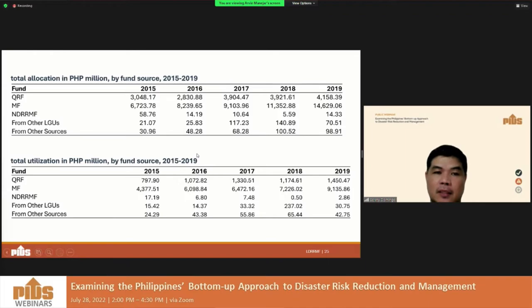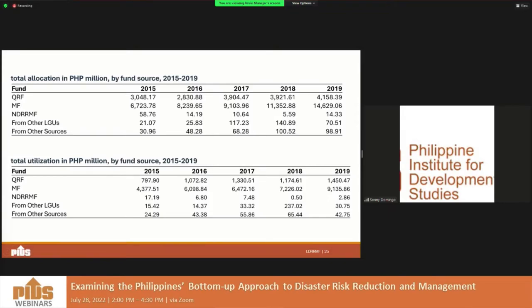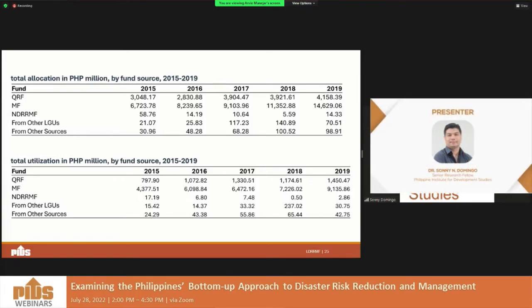So total utilization in the second table, we have there presented utilization per fund source. And it's evident that if you're going to compare the first and second tables, utilization rates are very low, not really reaching 100%, except in 2018 when you're looking at funds coming from the other LGUs. So you have here probably 100% utilization for funds coming from other LGUs, more than actually in terms of actual number, because you are looking at aggregate spending from sources from the previous years. Next slide, Arvie.